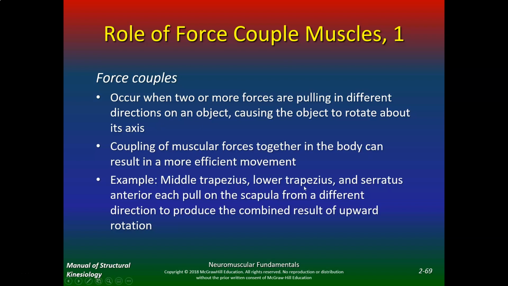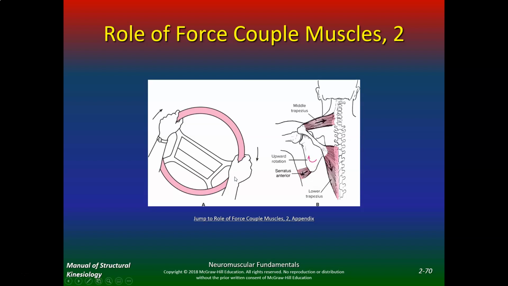Example would be your mid trap, lower trap, and serratus anterior, each pulling the scapula from a different direction. Now, if you have weak middle traps or weak lower traps, the serratus might overpower the middle traps and you get those rounded shoulders. So we definitely want to have a balance of middle trap, lower trap, and the serratus. So here's a good example of middle trap, lower trap, and the serratus. Those are all force couples working on the scapula. And let me show you this video here.